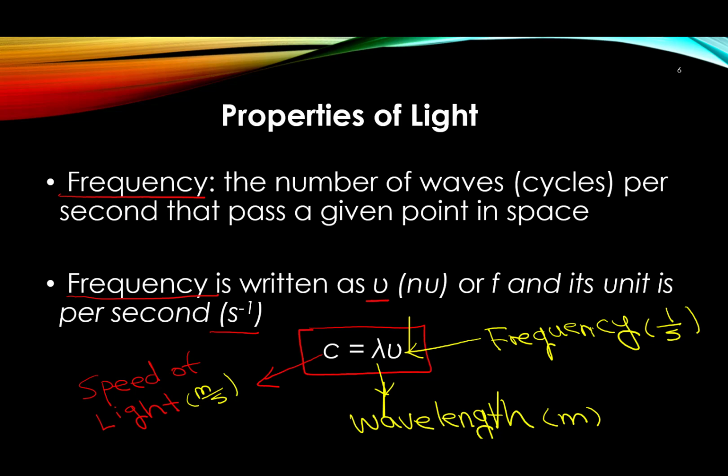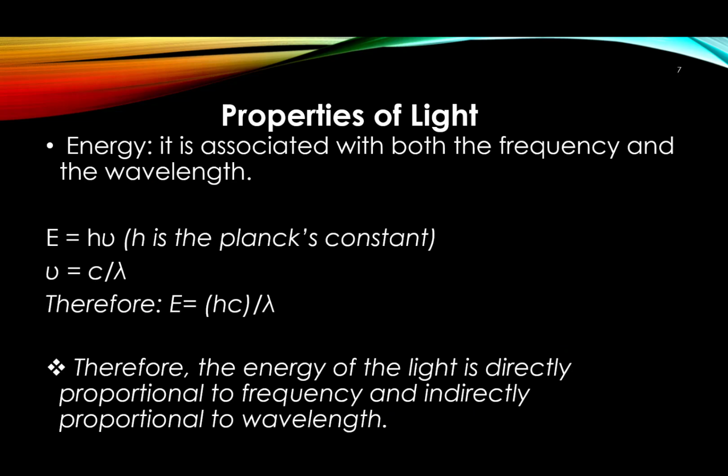Again, you don't need to know this equation. If you need it, it will be provided to you, and you also do not need to know the value for the speed of light. But one thing that you have to know is, what does the c stand for? Speed of light. Lambda stands for wavelength, and nu stands for frequency. And you have to know the SI unit for each of these variables.